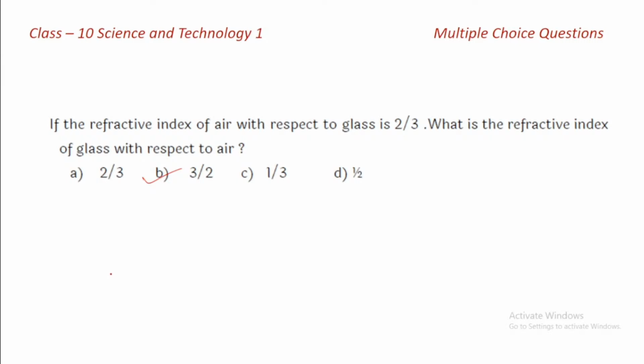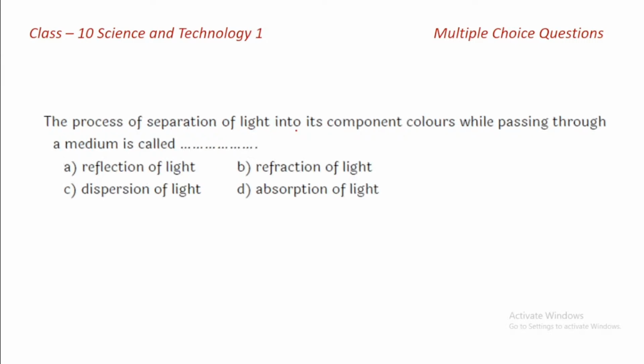The process of separation of light into its component colors while passing through a medium is called reflection of light, refraction of light, dispersion of light or absorption of light. Correct answer is option C. It is called dispersion of light.